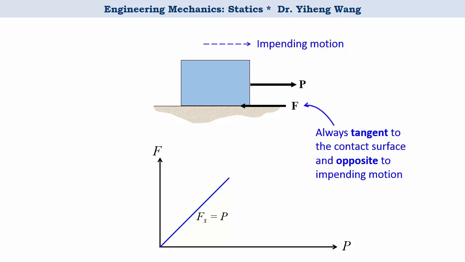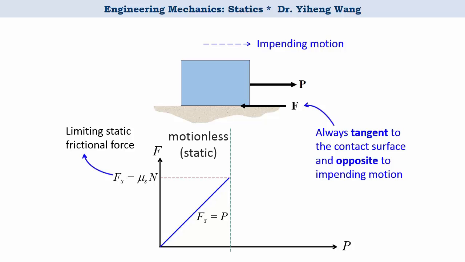It stays that way until the applied force P reaches the limiting value, and at this point, the frictional force reaches a maximum static frictional force. Fs equals mu s times the normal force N. Mu s is the coefficient for static friction, and it is determined through experiments. Up to this point, the crate is still motionless, but it is on the edge of slipping. If you continue to increase the applied force P, the crate will start sliding on the surface.